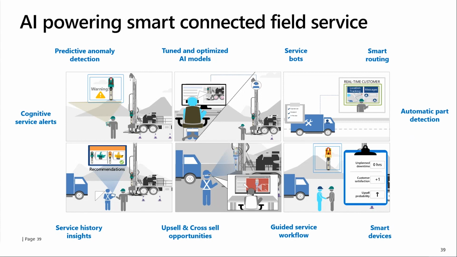So imagine now you've done predictive anomaly detection. You've got your AI model that helps you make the right decision. You got the right routing for your tech. With the service history, you're able to make a cross-selling opportunity happen, and then you've guided the technician to be able to do the work. So this is the AI-powered smart connected field service scenario. This is an example, but it just illustrates what you can do with this.